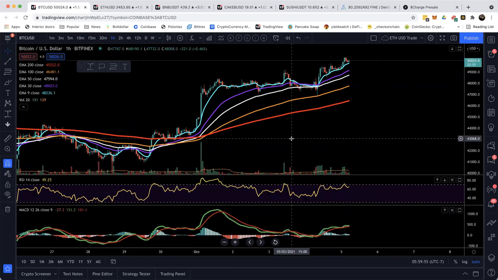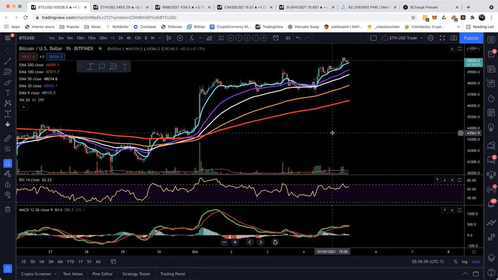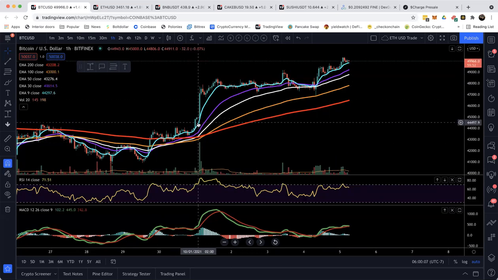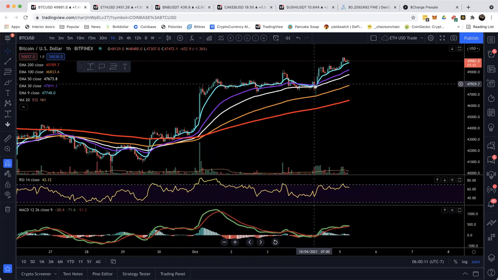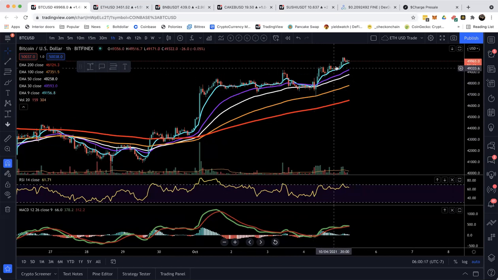All right, so let's do this. Let's start out with the hourly time frame for Bitcoin at the moment. So the hourly time frame looks good. We had a really nice push here on the first. Then we had a consolidation here for a few days. We came back, we touched the 100 EMA, and then we had a nice push to the upside.